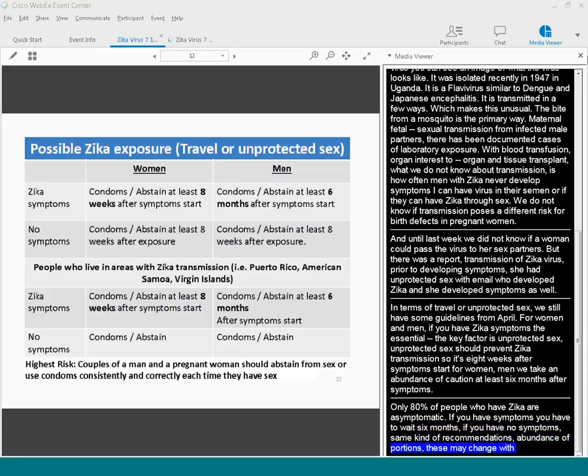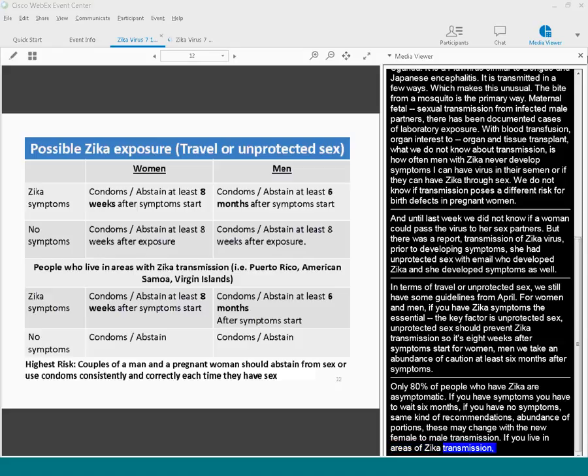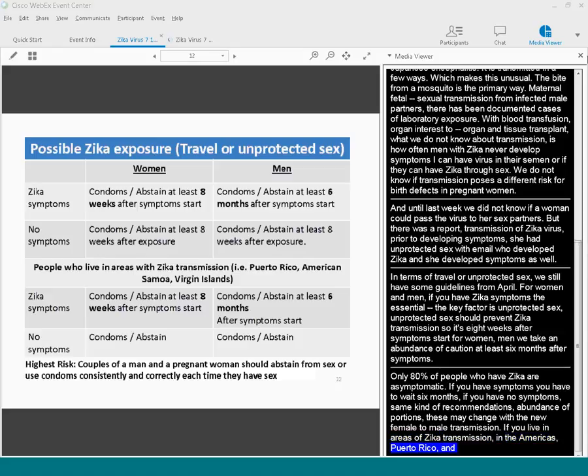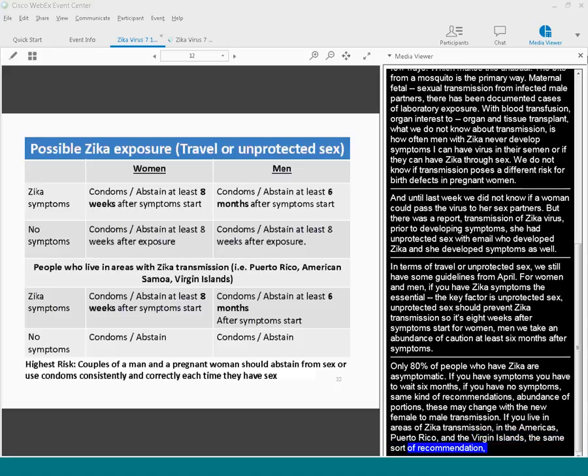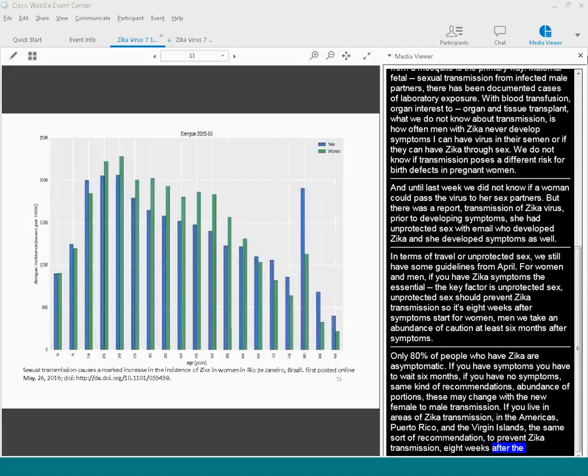Now, if you live in areas of Zika transmission, so in the Americas and American territories, Puerto Rico, American Samoa, and the Virgin Islands, again, same sort of recommendations to prevent Zika transmission: 8 weeks after symptoms start, 6 months for men, and if you have no symptoms, the recommendation is still to abstain or use condoms.